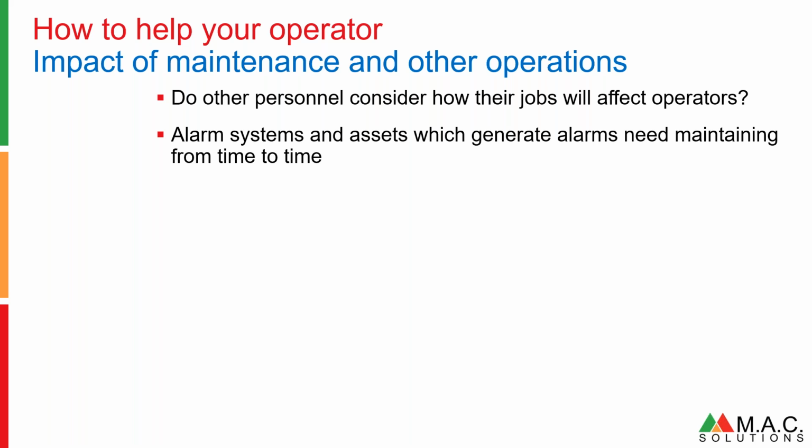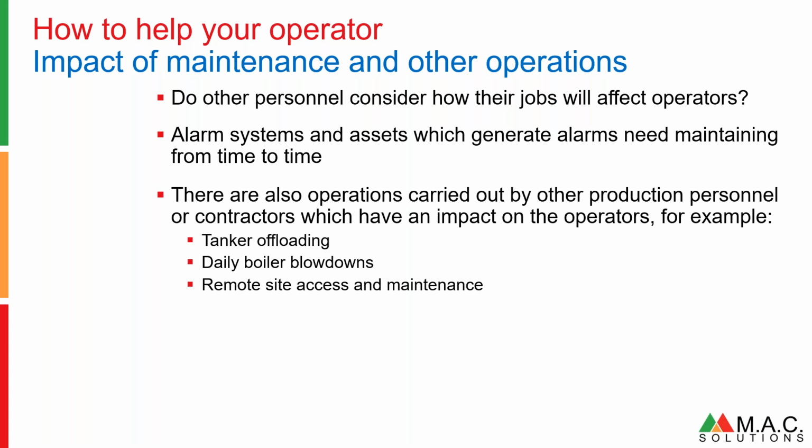For example, alarm systems need maintenance from time to time. So what happens when you maintain a system? Does that affect the operator? Other operations, I've mentioned tanker offloading, daily boiler blowdowns. I worked on a chemical plant for 10 years and I was maintenance manager there. One of our maintenance guys used to do a daily boiler blowdown. Go and blow down the boiler. When you blow down the boiler, the water level drops. You get a low level alarm. We only had a common boiler alarm.